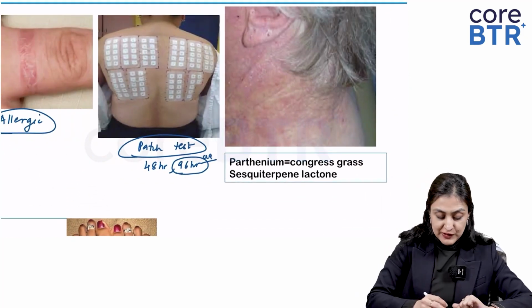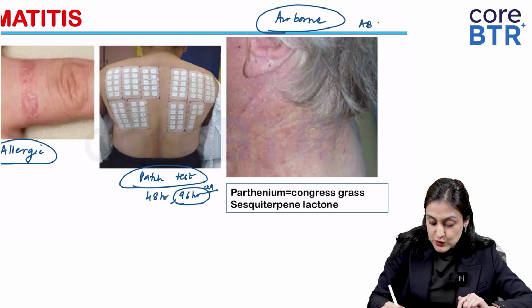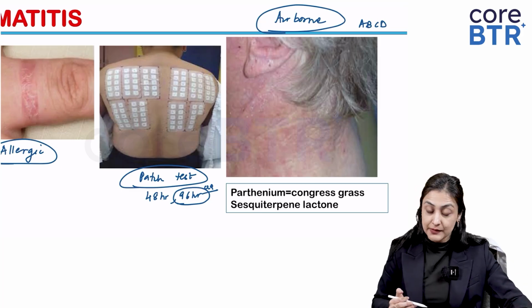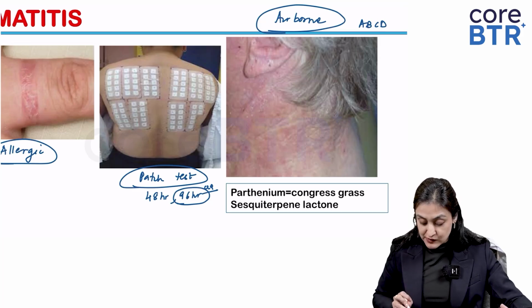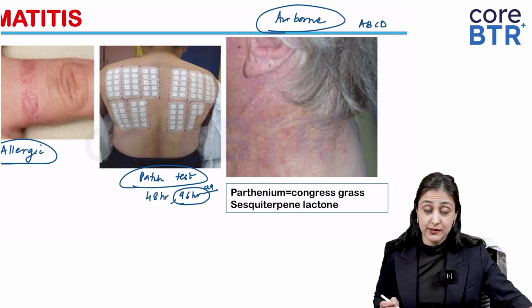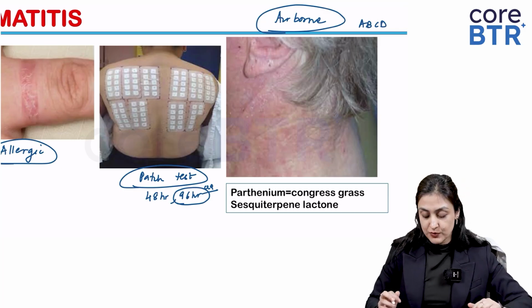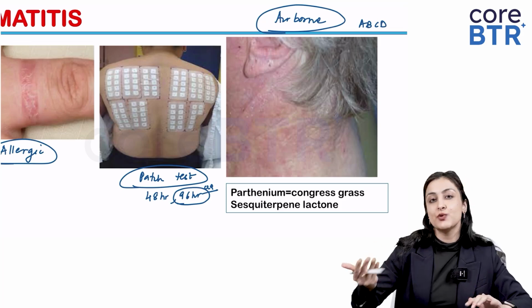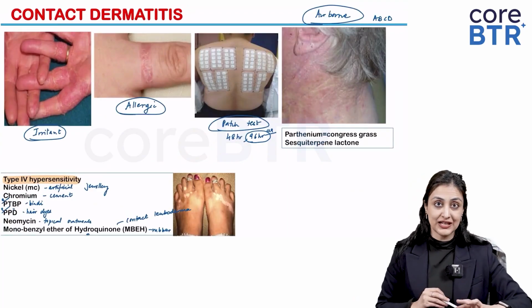Then you have this particular condition that's called ABCD. ABCD meaning airborne contact dermatitis. So this is what happens because of this plant, Congress grass, which is Parthenium, and in that the antigen here is this particular thing, sesquiterpene lactone, unpronounceable, unrememberable thing. We will mark it when we see that in the option. So this is ABCD. The only thing is it will be affecting the areas that are exposed to the air. So that's the only clue here. So these are your contact dermatitis.